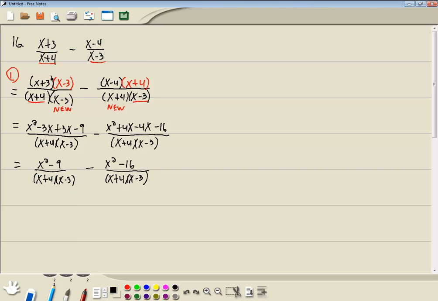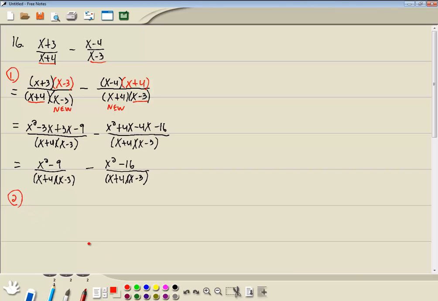Now conjugates. Conjugate means the first part's the same and the last part's the same. So we got x and x, 3 and 3, but the sign in the middle is different. This is positive and this is a negative. Whenever you have conjugates, all you have to do is multiply your first parts together and your last parts. So x times x is x squared, 3 times negative 3 is negative 9. Okay, that was step 1.